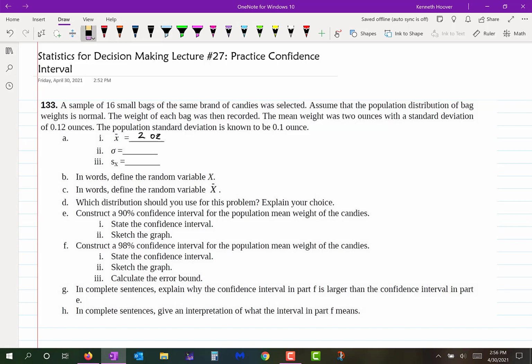Okay? It says, what does sigma equal? Okay, you know that sigma stands for the population standard deviation. Well, that's told to us right here. The population standard deviation is known to be 0.1 ounces. So that's sigma, 0.1. Okay, next question. What is S sub x? What's that stand for? That stands for the standard deviation of the sample. Here we have that right here. Standard deviation of 0.12 ounces. So that is our S sub x, 0.12. Okay, so that's the first part, right?